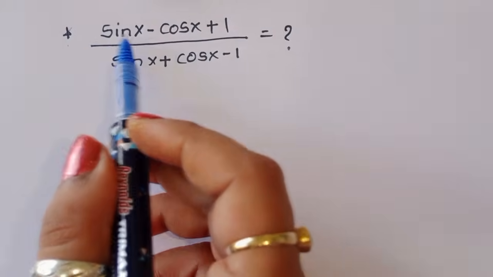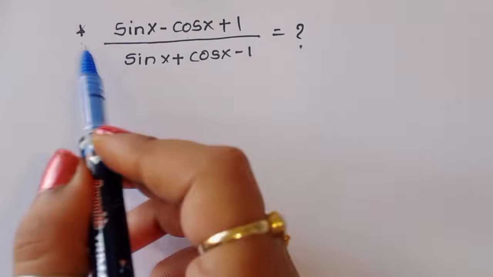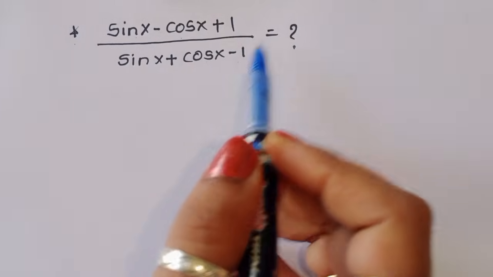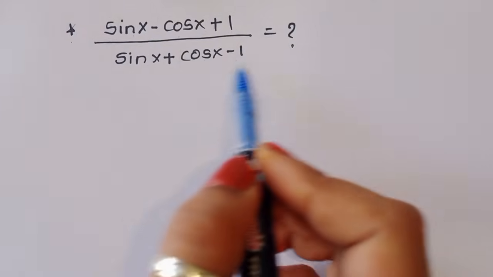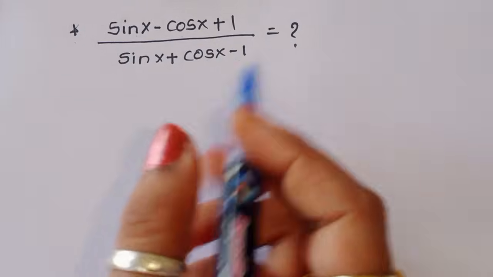Question: given (sin x minus cos x plus 1) divided by (sin x plus cos x minus 1), what is it equal to? We have to find out the value of this term. How can we find it? Let's see the solution.